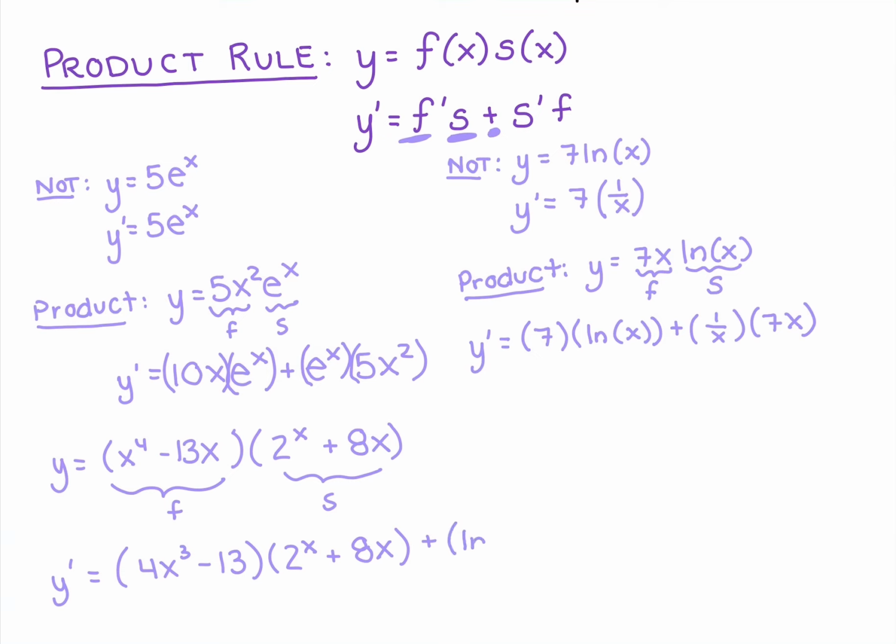Derivative of 2 to the x is ln of 2 times 2 to the x. If you didn't remember that, you can check out my exponential rule recap. Ln of 2 times 2 to the x plus the derivative of 8x is 8. So we did the derivative of the first, original second, plus the derivative of the second. Now we need to multiply it with the original first, x to the fourth minus 13x. So definitely a bigger looking answer, but there's our product rule. Derivative of the first, original second, plus derivative of the second times the original first.